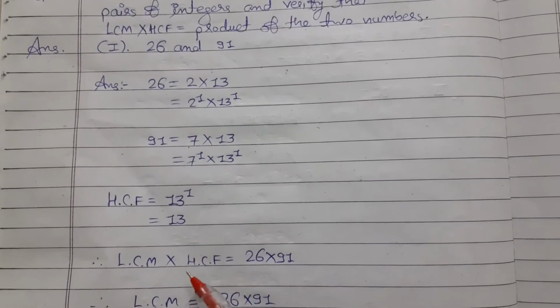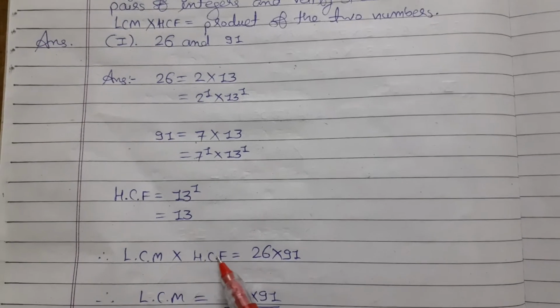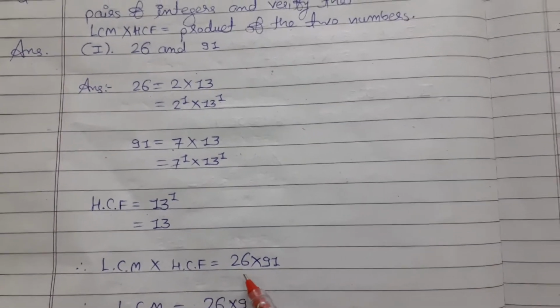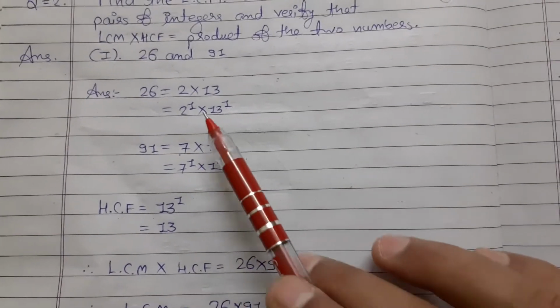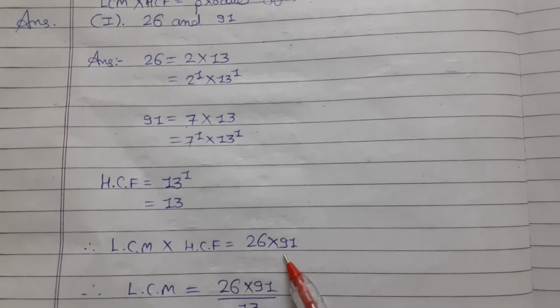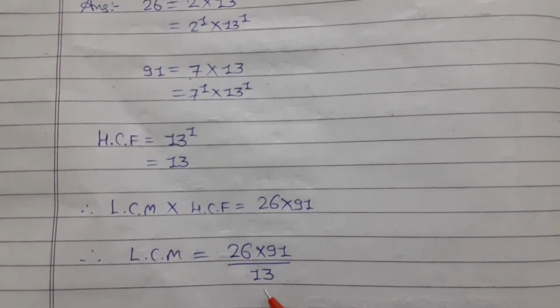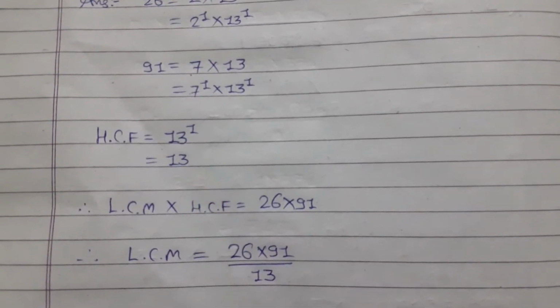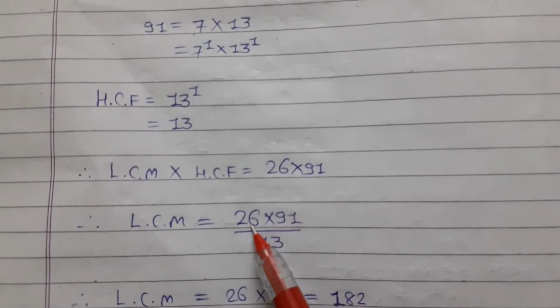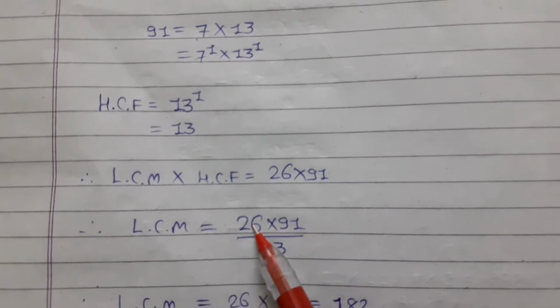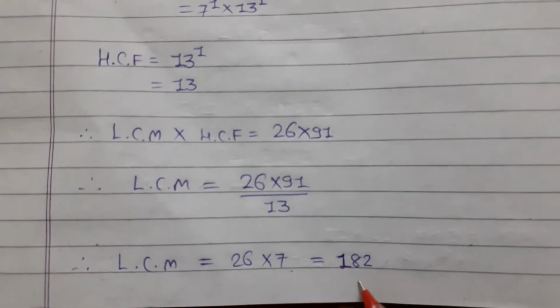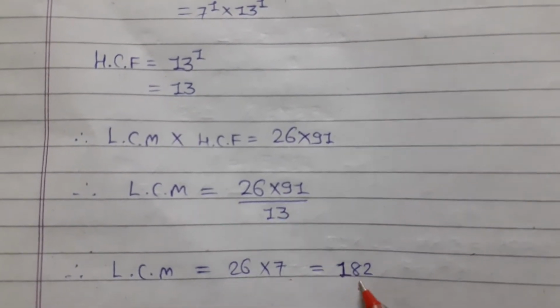To find the LCM, we will use the formula LCM into HCF is equal to the multiplication of both numbers. Here the numbers are 26 and 91. Therefore LCM into HCF is 26 into 91. LCM is equal to 26 into 91 divided by HCF. We have already found the HCF. 13 sevens are 91. Therefore 26 into 7 will be the LCM. That is 182. So 182 is our answer.